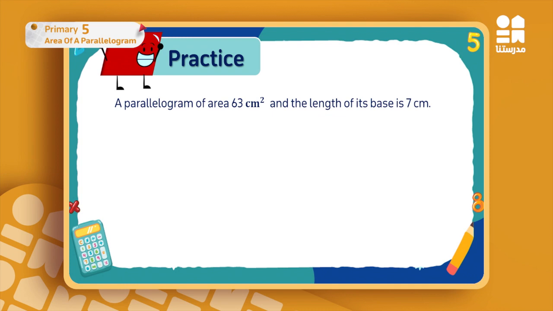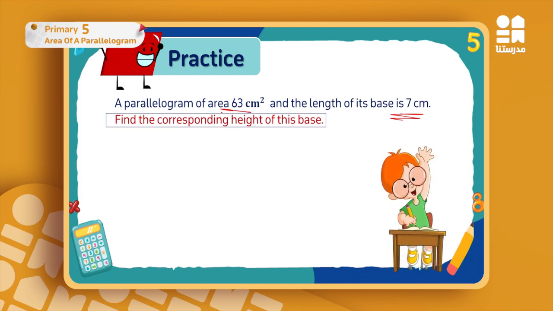Here, another question. A parallelogram of area 63 centimeters squared and the length of its base is 7 centimeters. Find the corresponding height of this base. So now we want the height, not the area. I have the area already, which is 63 centimeters squared, and the base length is 7 centimeters. Find the corresponding height of this base. Okay, how do we find it?